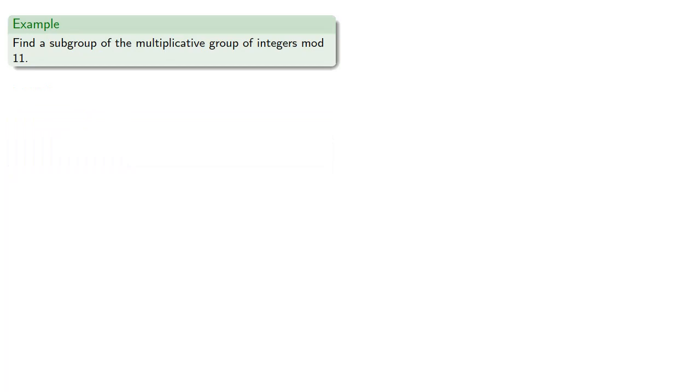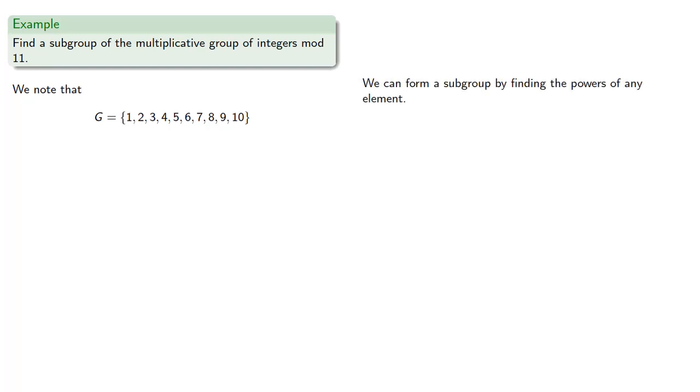So, for example, we might find a subgroup of the multiplicative group of integers mod 11. And so we note that the group itself consists of the integers from 1 through 10 under multiplication mod 11. And we can form a subgroup by finding the powers of any element. So let's pick, how about 4? Suppose we find the powers of 4. So we choose 4 and find the powers of 4 mod 11.